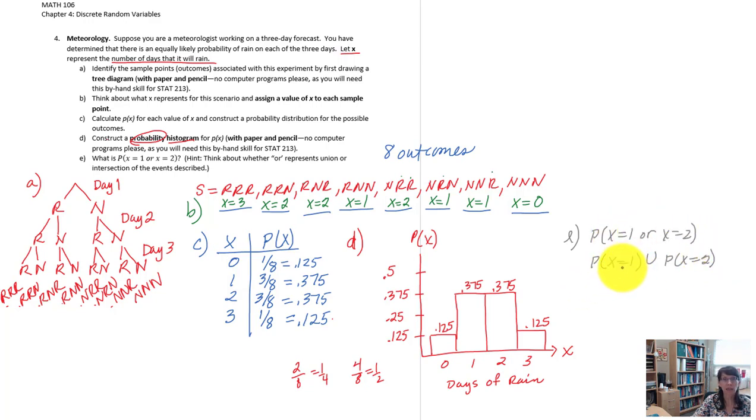So if we go back to the table, we can assign decimal values to x equals 1. That was 0.375. So 0.375 is added to the probability of x equals 2. Again, that's 0.375. So 0.375 added to 0.375 makes a total of 0.75. So the probability that there will either be 1 or 2 days of rain is 0.75.